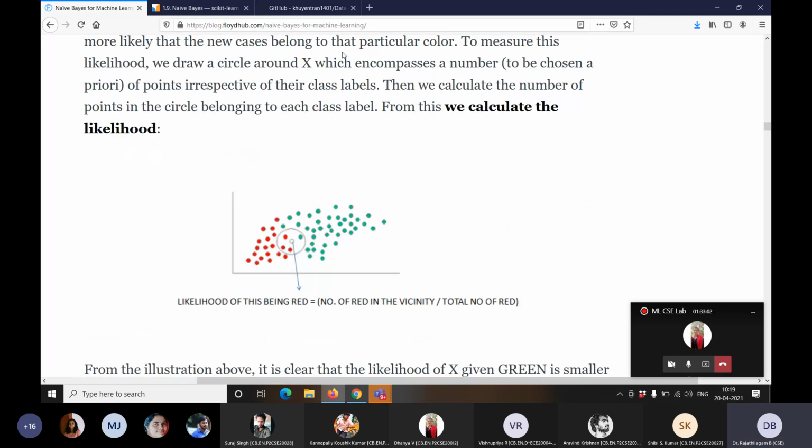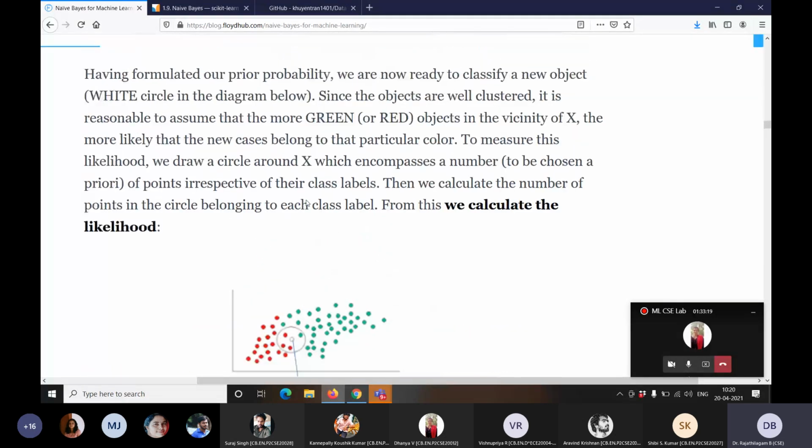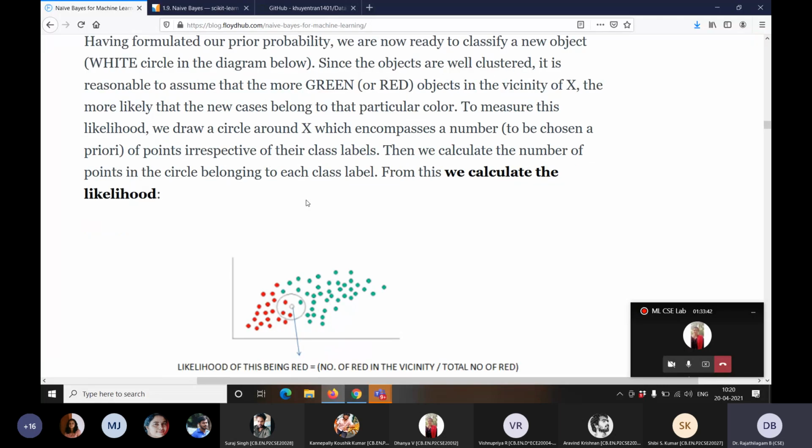So to measure what the data point could be, let's say the data point is here. Look at the neighborhood. There are 3 red points and 1 green point. So what is the chance that it will be red or green? It is more likely that it belongs to a particular color depending on the neighborhood points. So to measure this, you define the neighborhood and calculate the number of points in this neighborhood belonging to each category. This is called the likelihood.